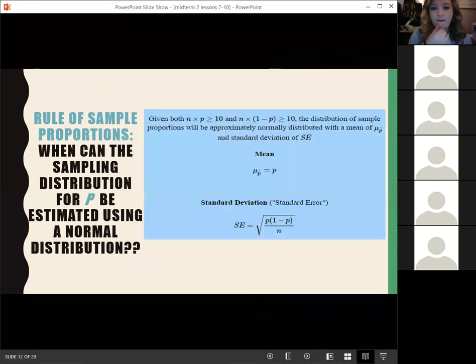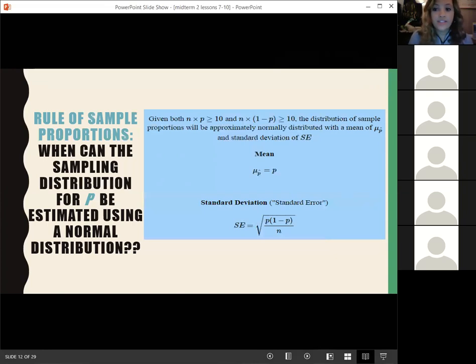So we have our rule of sample proportions. Lydia told us about the central limit theorem, and this is basically the central limit theorem, except for proportions. It's pretty self-explanatory in the title: it's our rule of sample proportions. All it's saying is that when you have your sampling distribution and you want to decide if you can use it to estimate p, these are the rules that have to be followed in order to do that.